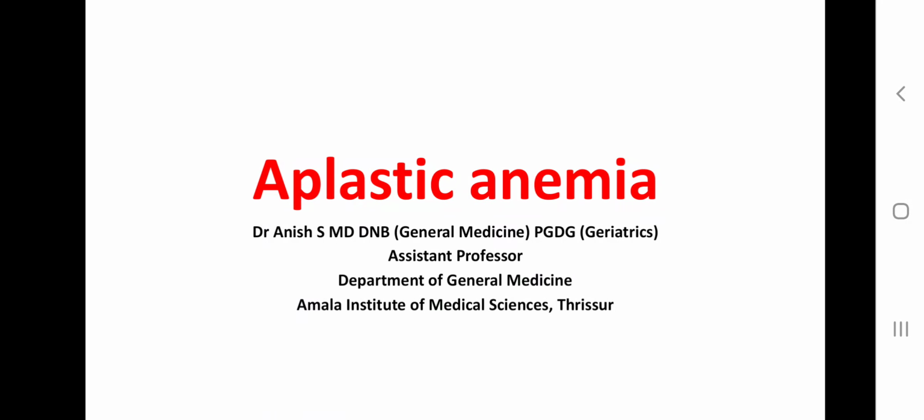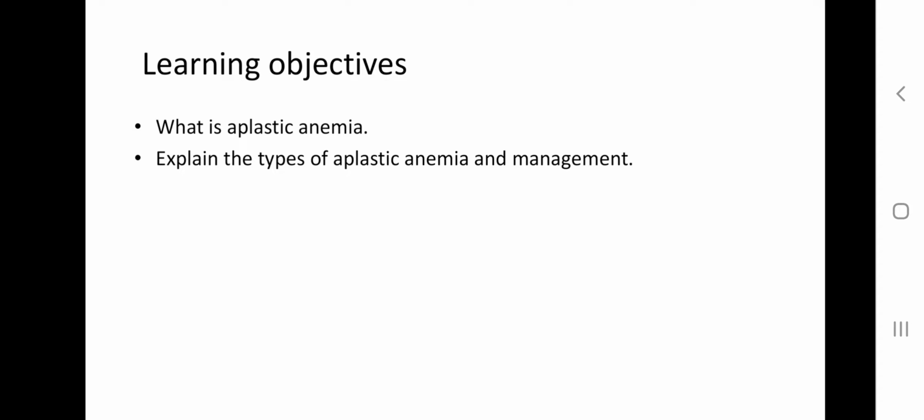Hello students, today's session is on aplastic anemia. In the previous classes we had been discussing the different types of anemia. Among the different types, one type is aplastic anemia. The objectives of the class are to know what aplastic anemia is, and to explain the types of aplastic anemia and their management.